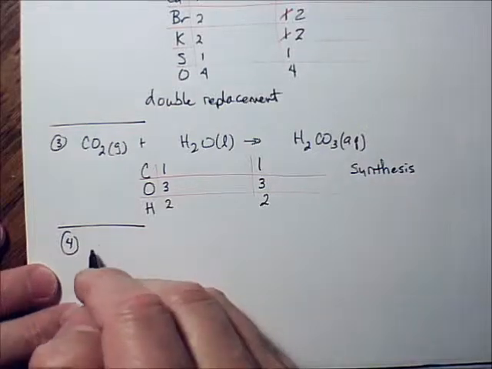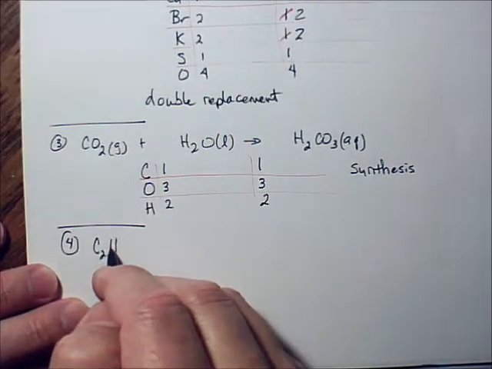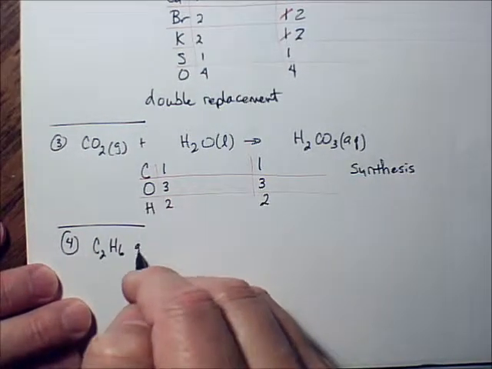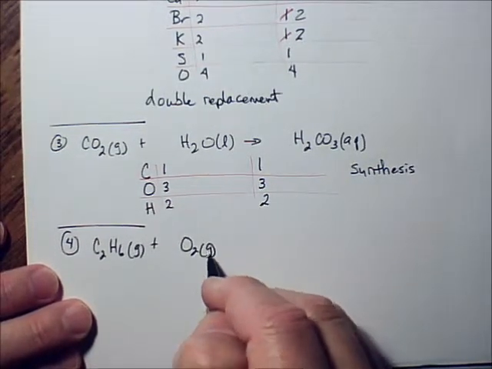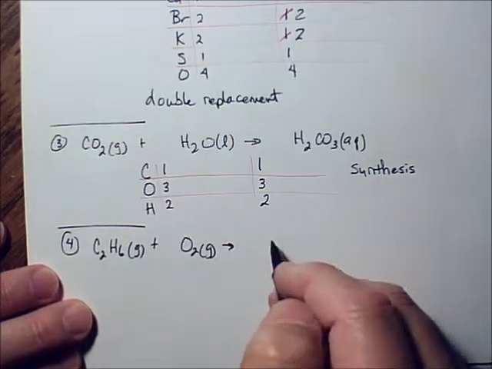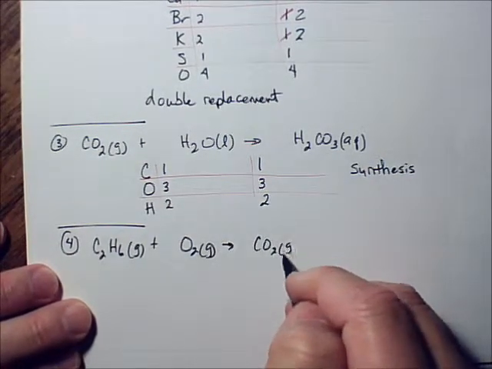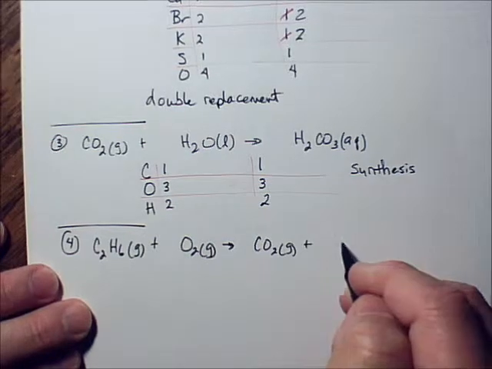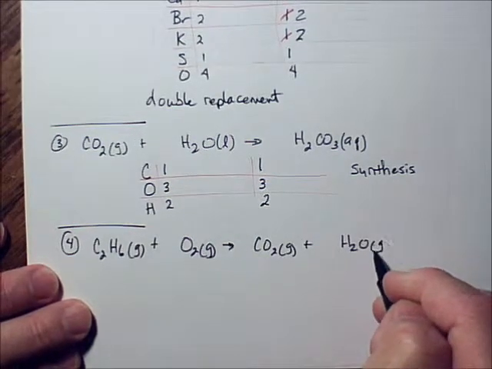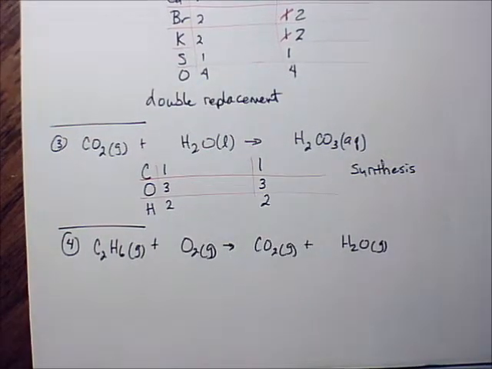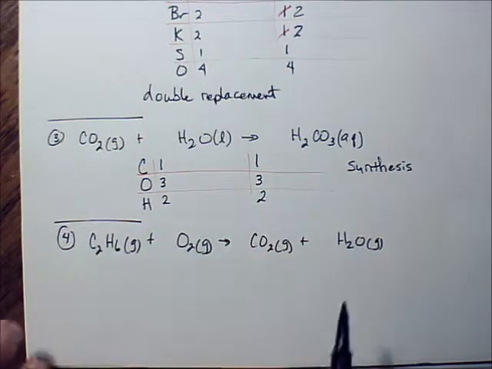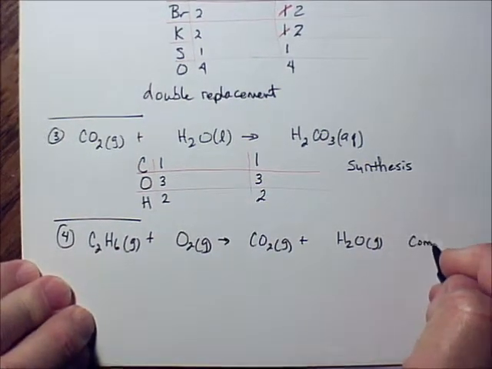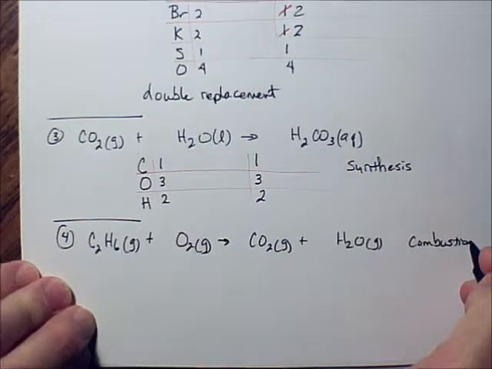Equation number 4. C2H6 gas, O2 gas, CO2 gas, H2O gas. Now I don't even have to balance this to tell you what it is. Hydrocarbon fuel and oxygen, CO2 and water. This is a combustion reaction. We do need to balance it though.